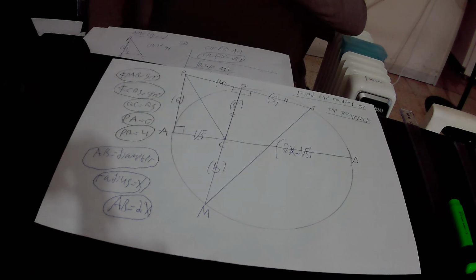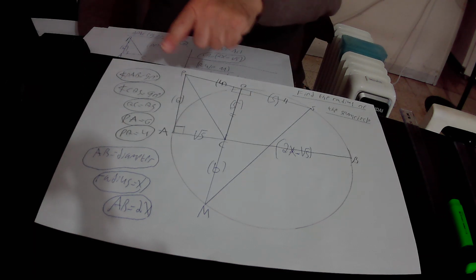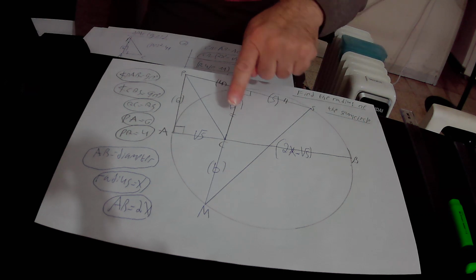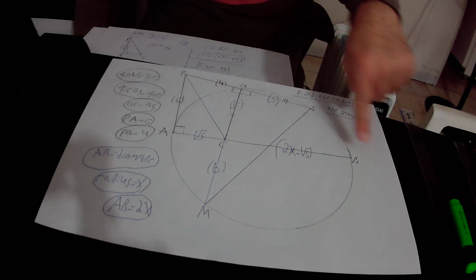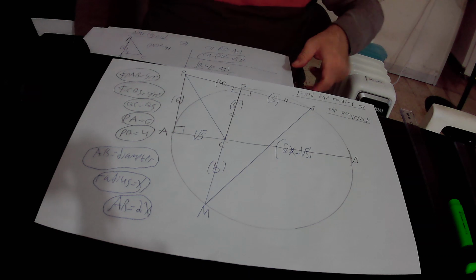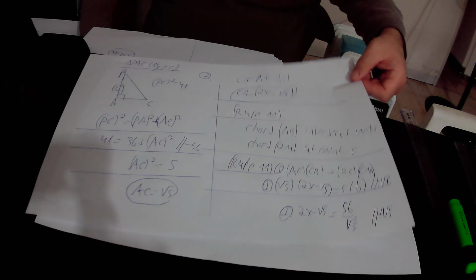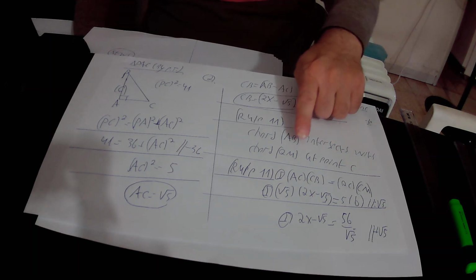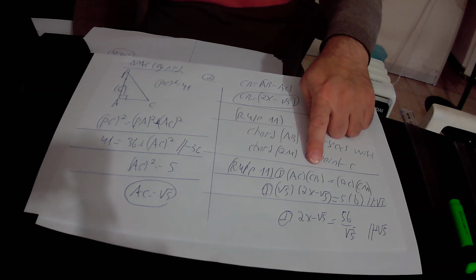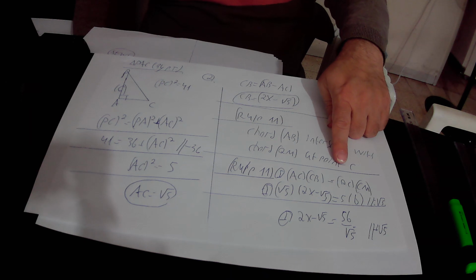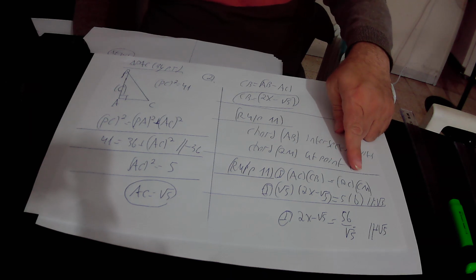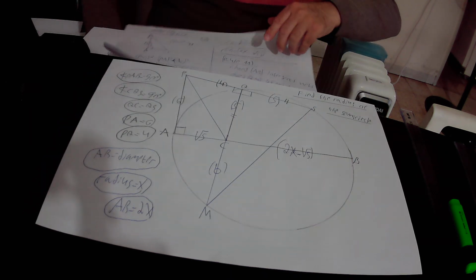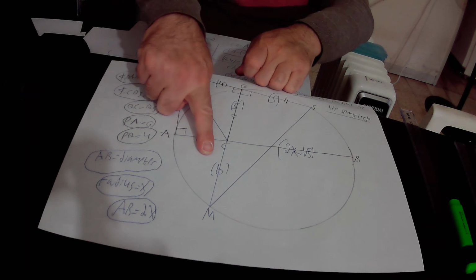Therefore, according to rule number 11, AC times CB equals QC times CM. AC is square root of 5, CB is 2x minus square root of 5, QC is 5, and according to our definition, CM equals b.